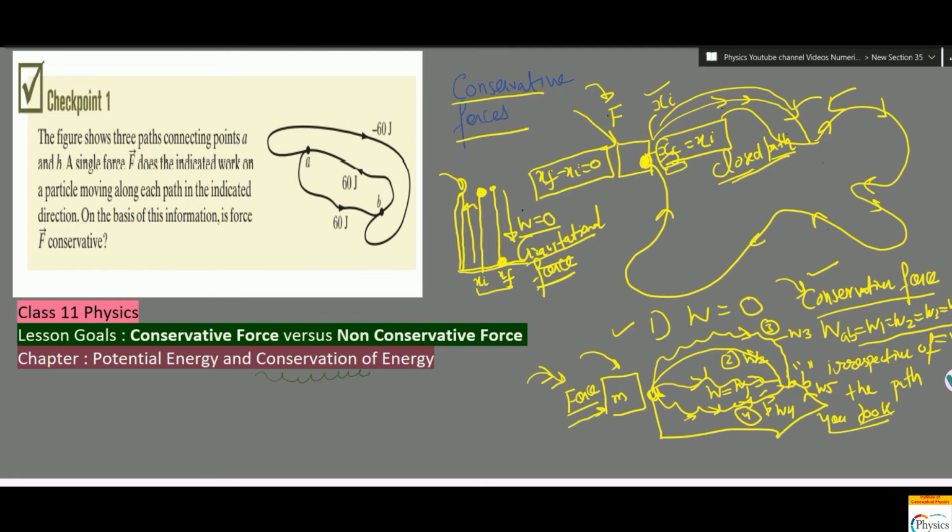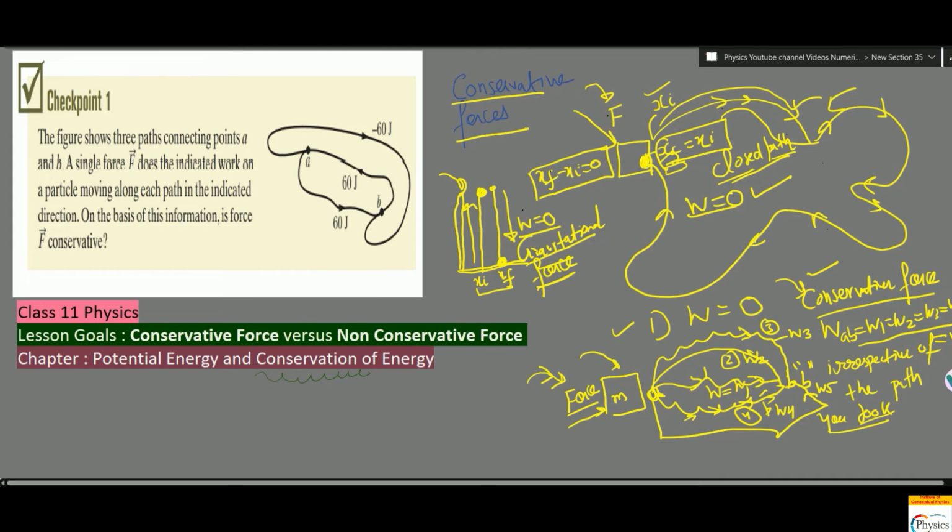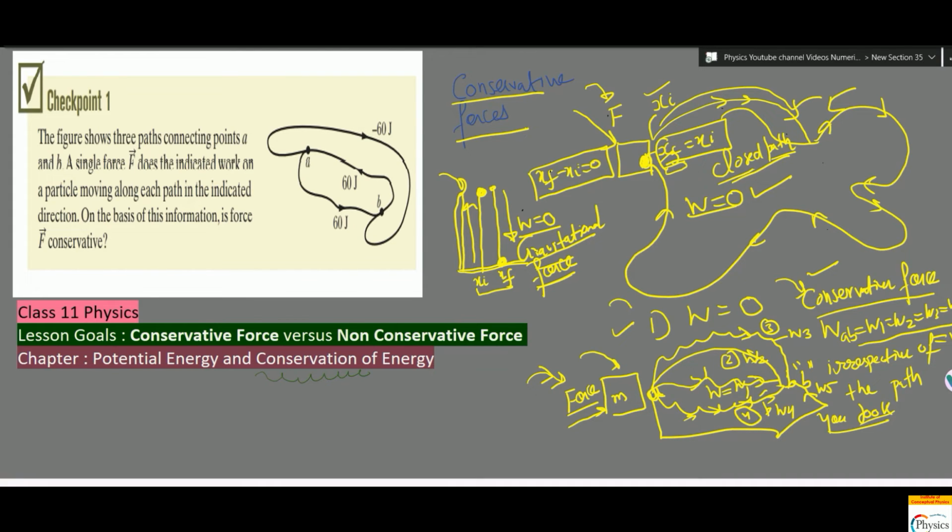So there are 2 conditions we talked about. First condition is if you have a closed loop, you don't do any work. The work done is 0. That's your situation number 1, satisfying the condition of a conservative force. The second condition for a force to be a conservative force is that it is path independent.